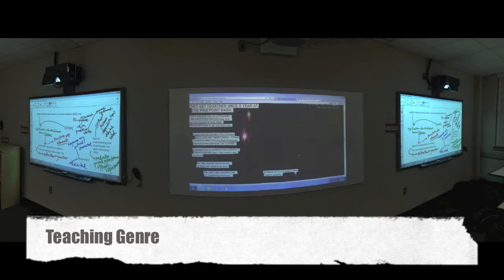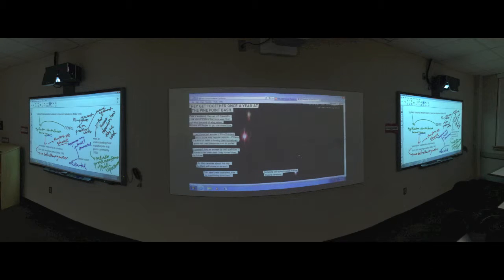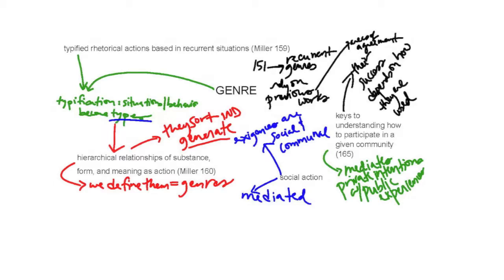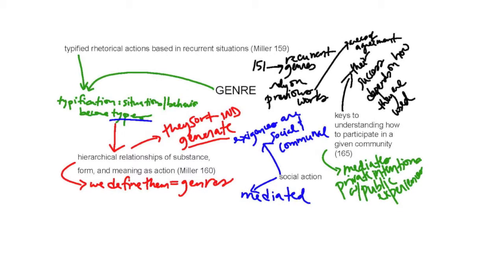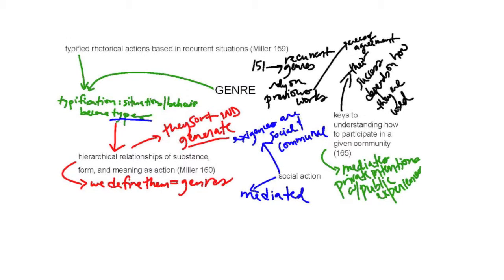Here's an example of a fairly simple setup. I use one computer to project the same image on both smart screens, the left and the right, and I open a SmartNotes document into which I type some key claims from an article that students had read prior to class, Carolyn Miller's Genre as Social Action.